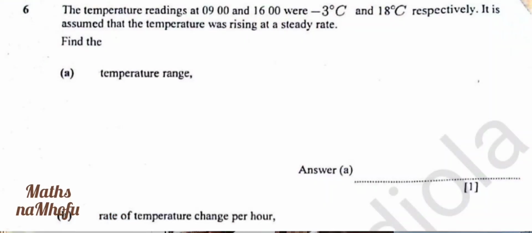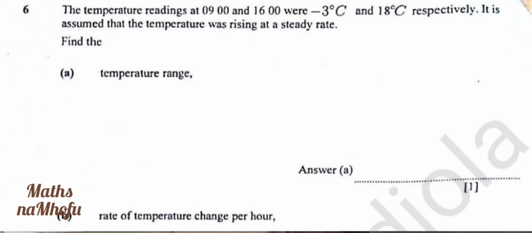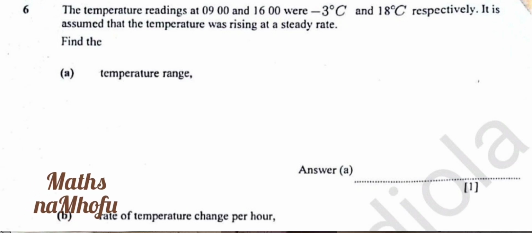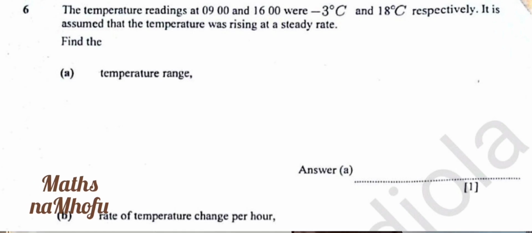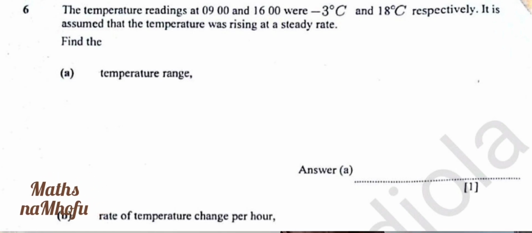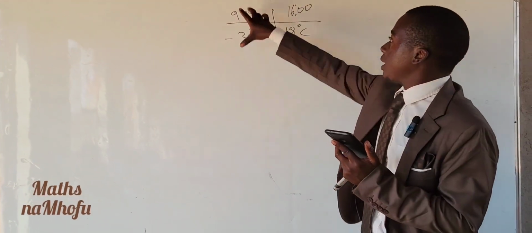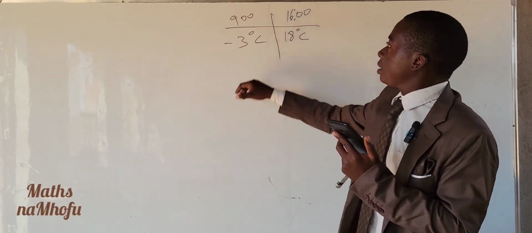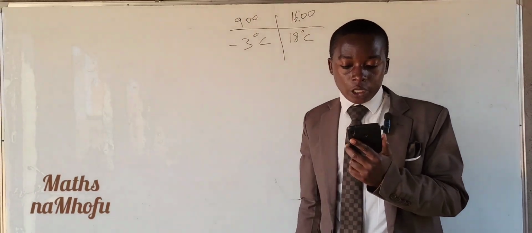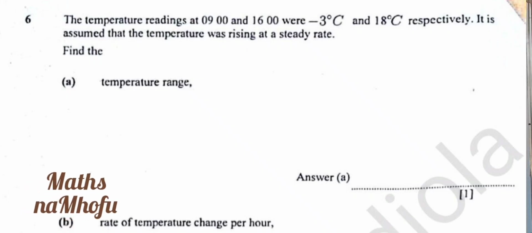The temperature reading at 9 o'clock and 16:00, which is 4, were negative 3 degrees Celsius. This was at 9, and at 16:00, it was 18 degrees Celsius. We are told the temperature reading at 9, that's this. This is actually 9 a.m., 9 in the morning, but this is 24-hour notation. Respectively, it is assumed that temperature was rising at a steady rate.